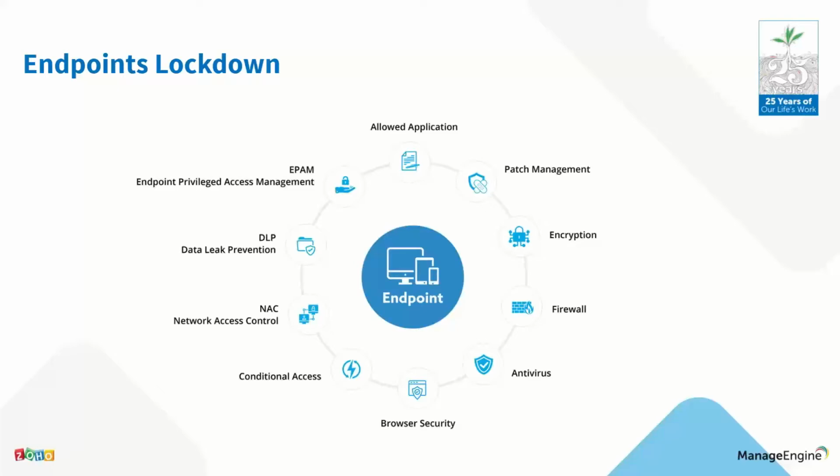Similarly, you lock down your endpoints with this circle of security, where you have allowed application that goes ahead and protects you from non-business or malicious applications, patch management, encryption, firewall, antivirus, browser security, network access control, data leak prevention, and endpoint privilege access management. So if you have this ring of security, this should reduce the attack surface, and this should protect your endpoints effectively, placing them under endpoint lockdown. That's the logical understanding.